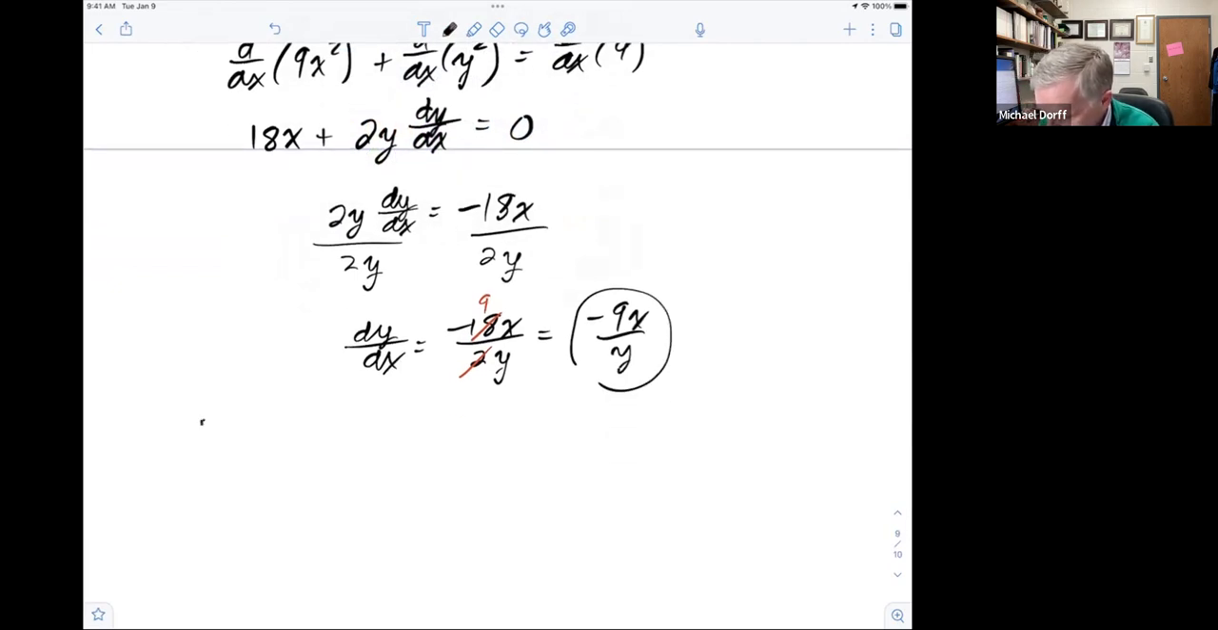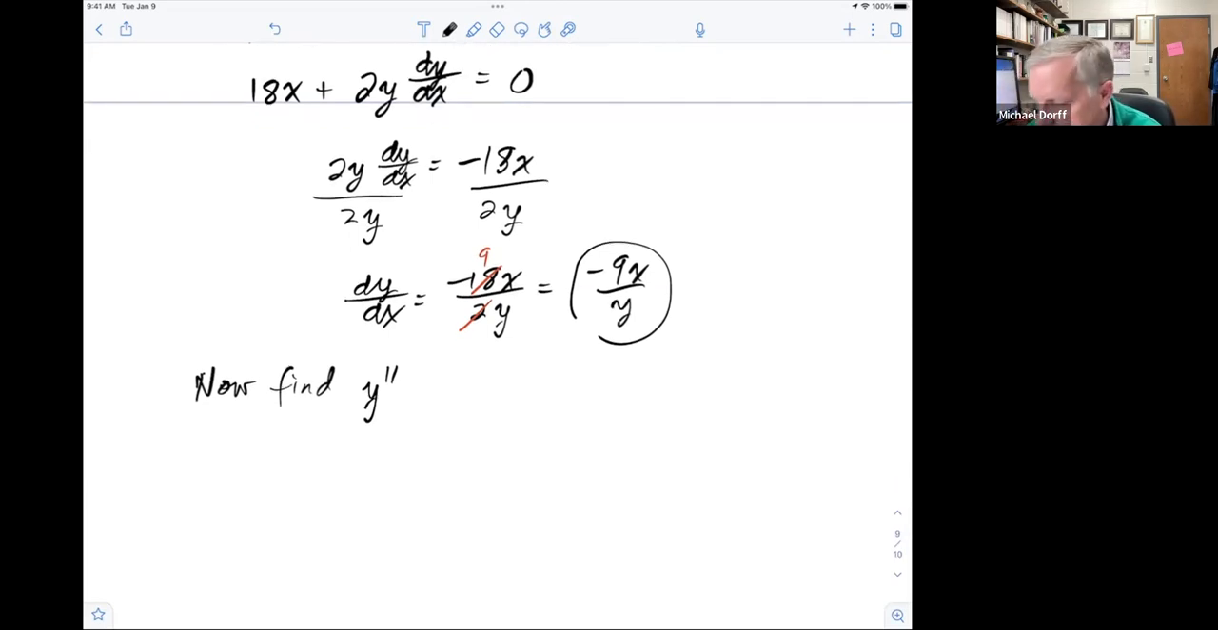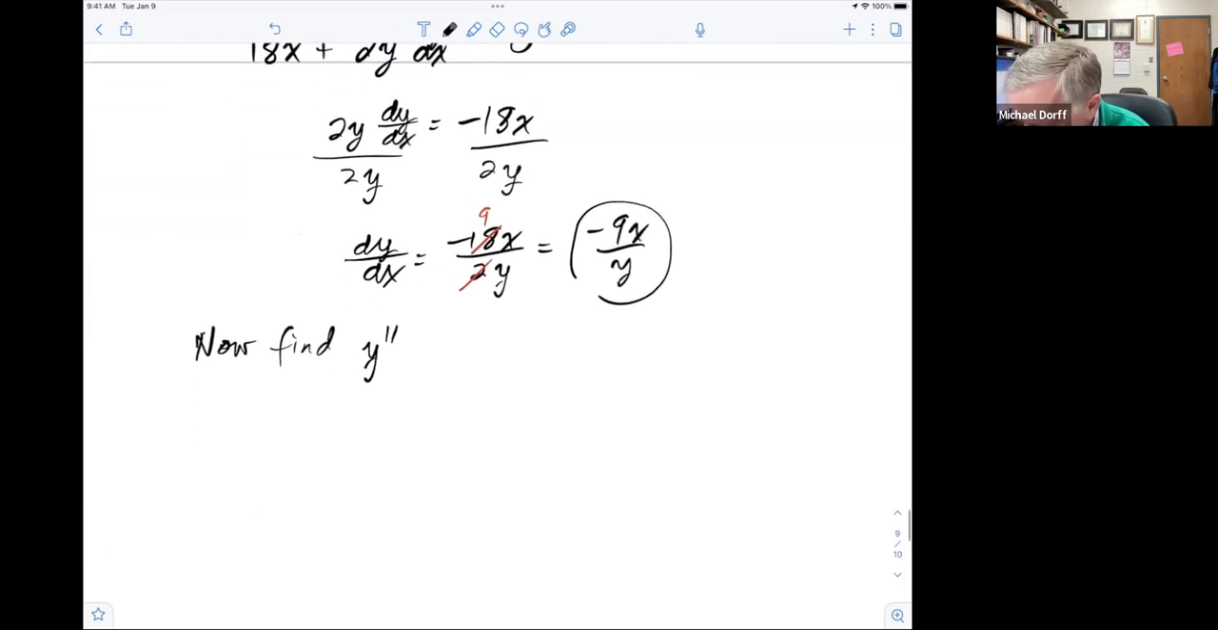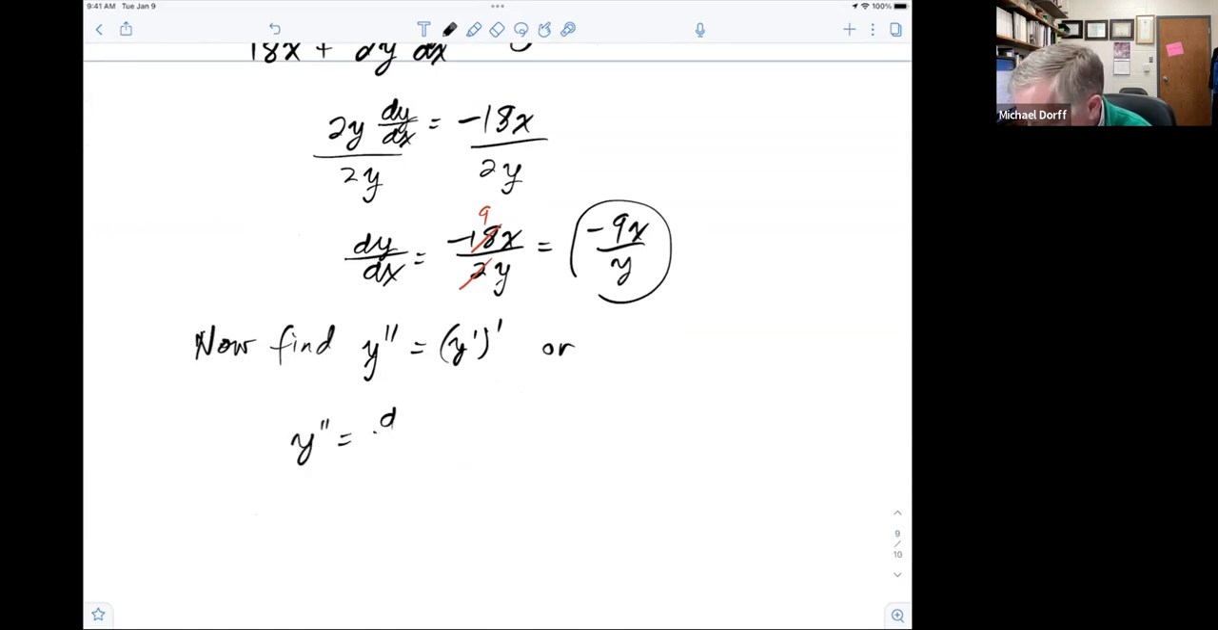Now find y double prime. To do this, we're going to use the fact that the second derivative is the derivative of the derivative. Or you can think of it this way: y double prime is d/dx of dy/dx.